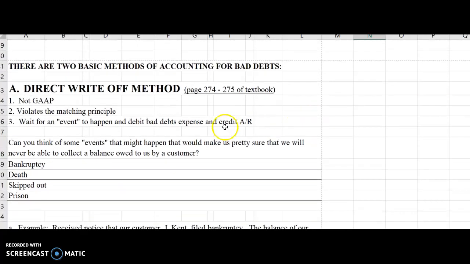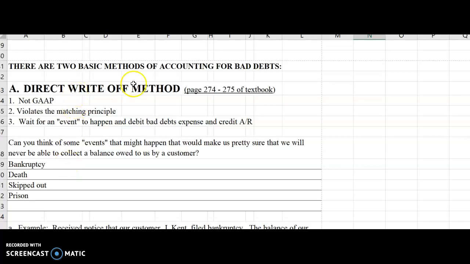Some of the events that might happen to our customers that would make us pretty sure that we will never be able to collect the balance owed to us by that customer might be bankruptcy. Maybe the customer died and did not make provisions to pay off his debts. Maybe the customer skipped out. Maybe the customer went to prison. Those are events that happen, and there might be more events, that would make us pretty darn sure that we are not going to get paid.